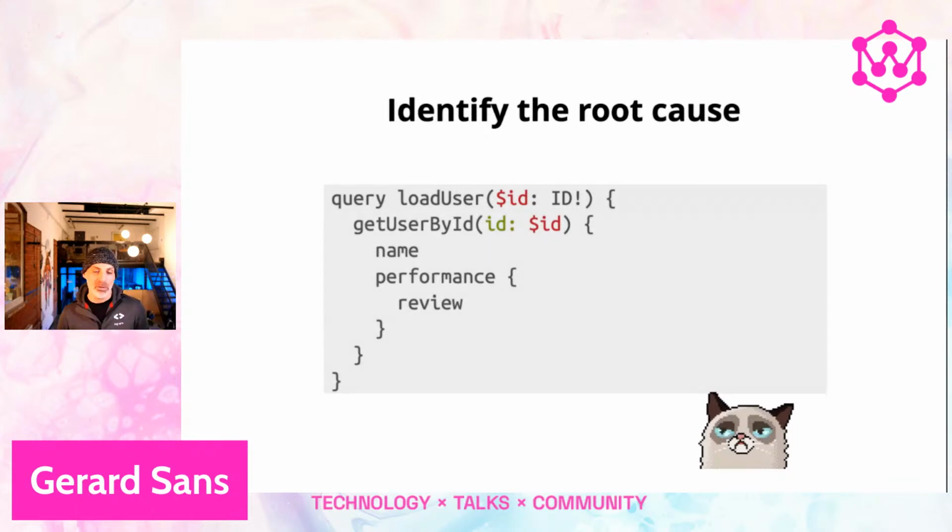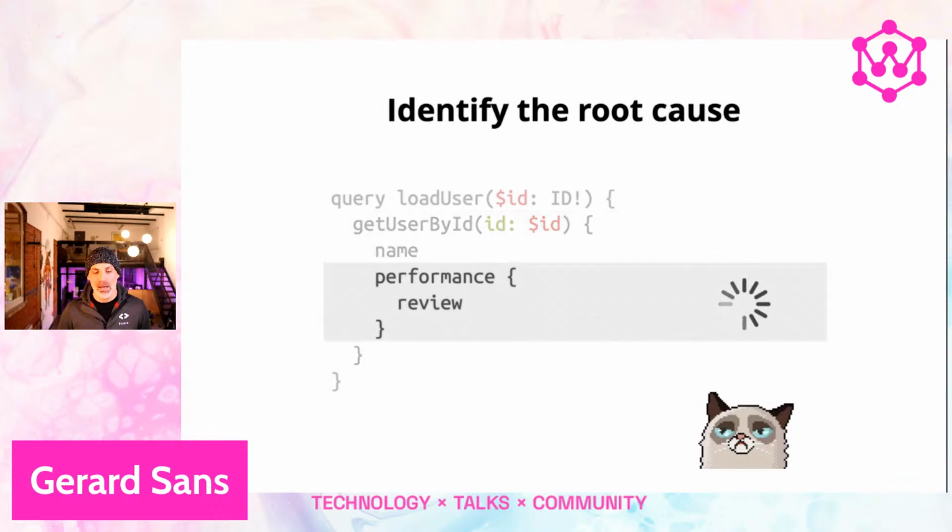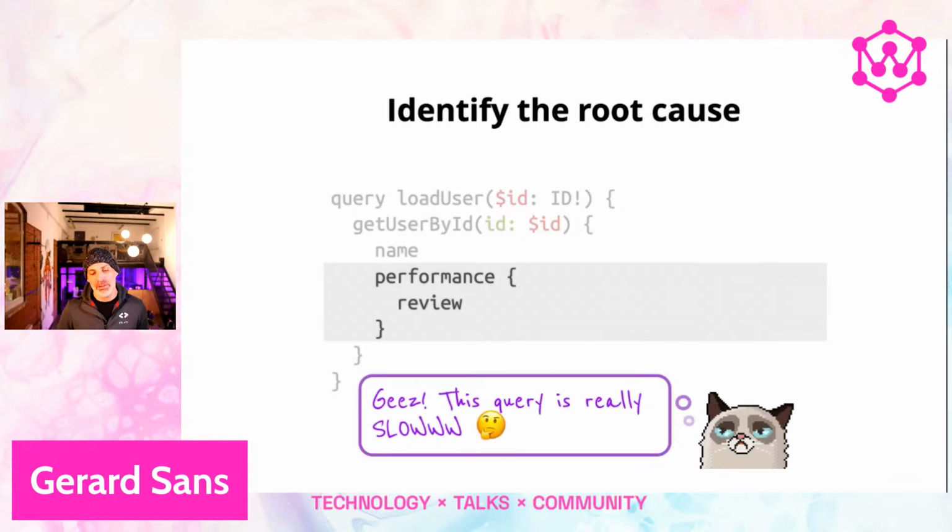So we look at execution here. That will be a query. In this case, I'm using load user, and we get an ID as an argument there. This is the query. So we are using that ID, and I want the name and also the review that comes from the performance. So here, what will happen is this will be taking more time, and we can see that it's taking way too long.